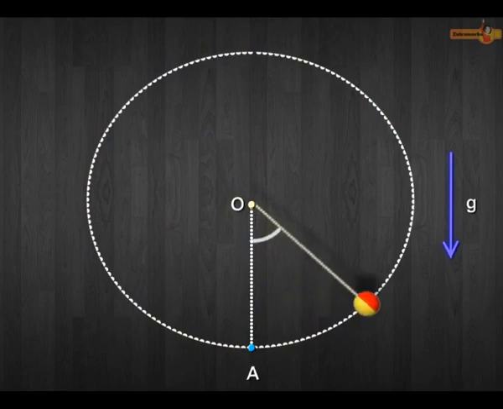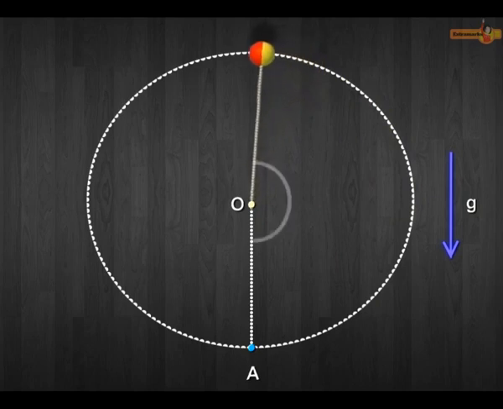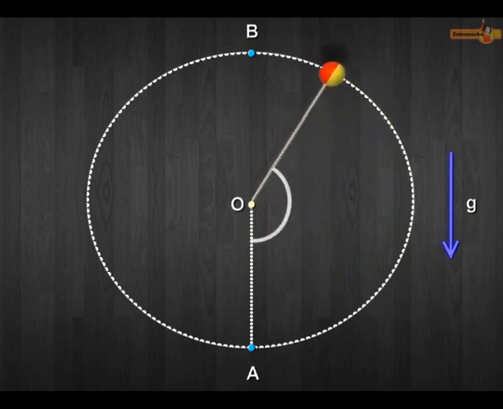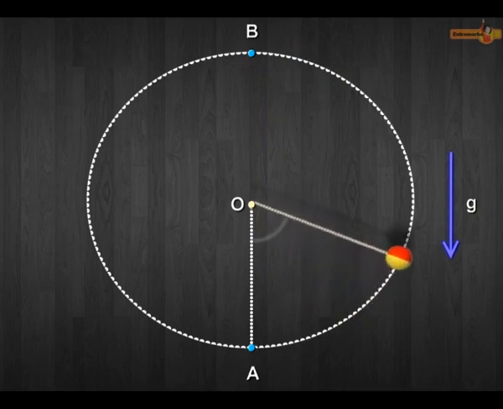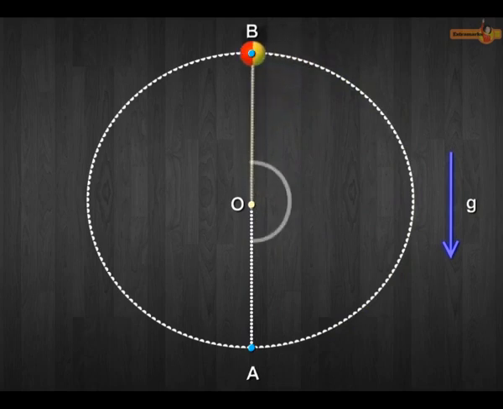When the object goes up in a direction opposite to that of the gravity, the speed of the object goes on decreasing as it goes upward. The angular displacement goes on increasing. At the highest point, the speed of the object becomes minimum and angular displacement becomes maximum.